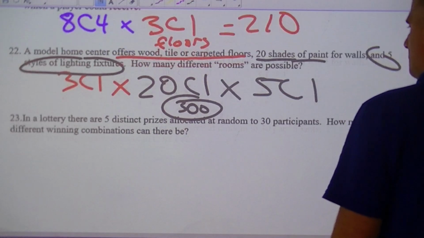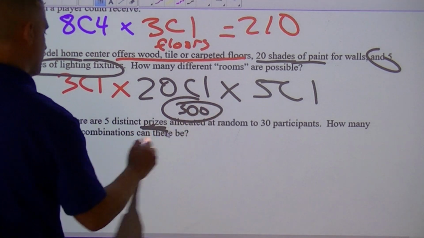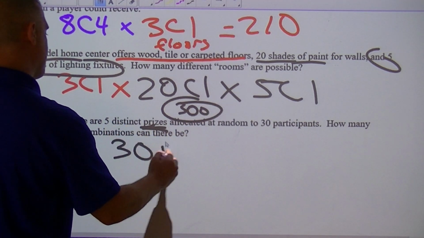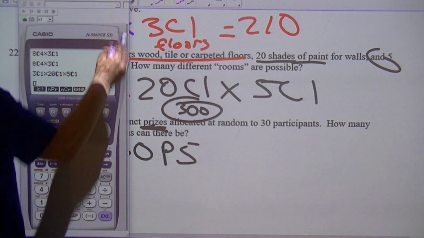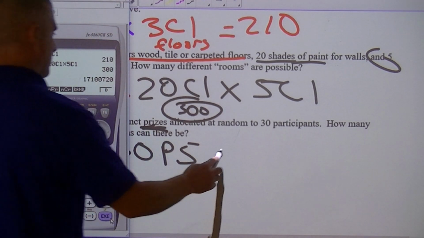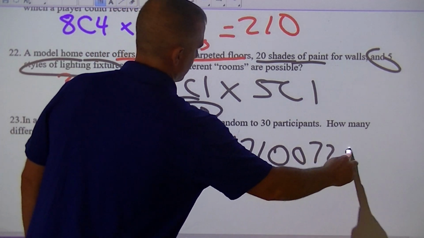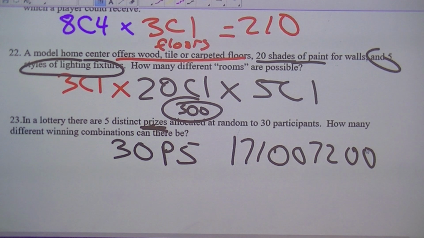Okay, last one. You got these words that say prizes. So we got 30 and then 5, so it's 30P5. And that's 17,100,720. If you follow that stuff, you should do well on the test.